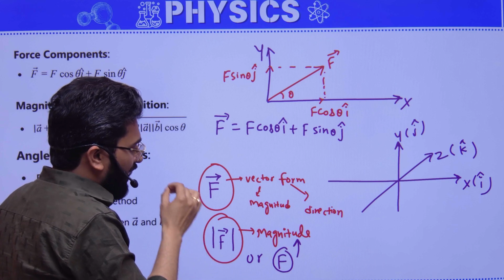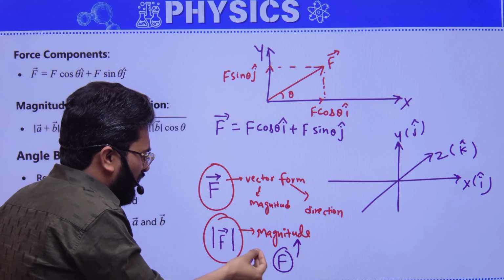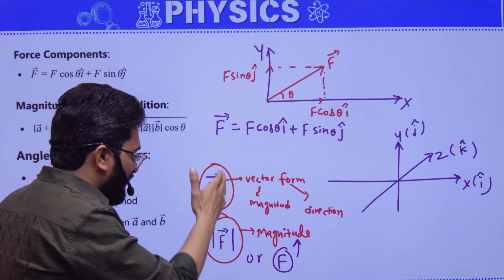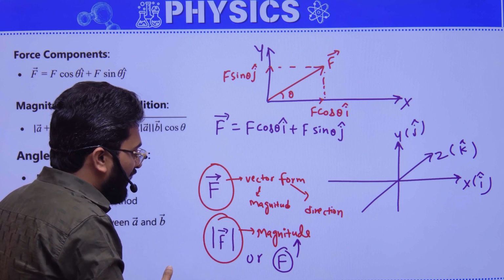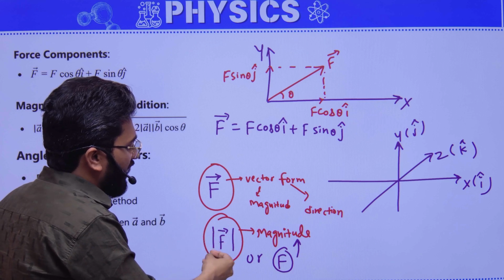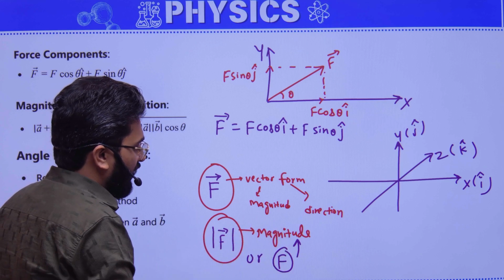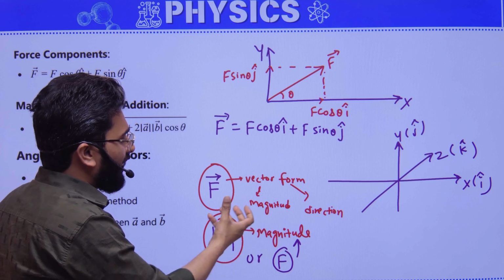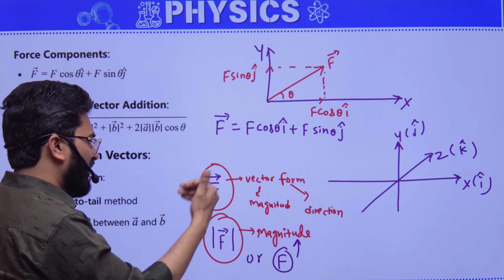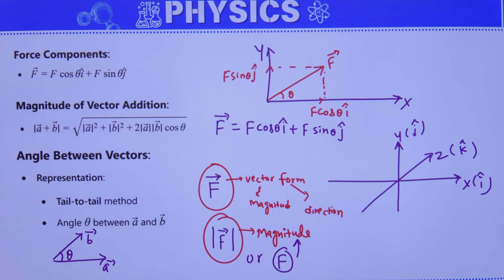If we have to show only magnitude, then we keep the modulus with this vector f, or simply it is also represented as only f, which is only the magnitude. So this is the form of the vector, with magnitude, without magnitude, with direction, without direction. It's your choice. And always remember the angle between two vectors.